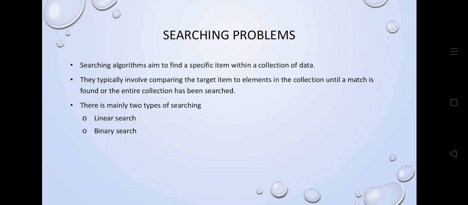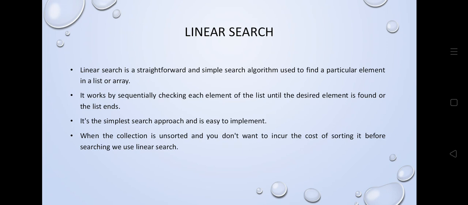The next type of problem is searching. Searching algorithms aim to find a specific item within a collection of data. They usually involve comparing the target item with elements in the collection until a match is found or the entire collection is searched. There are mainly two types of searching, linear search and binary search.